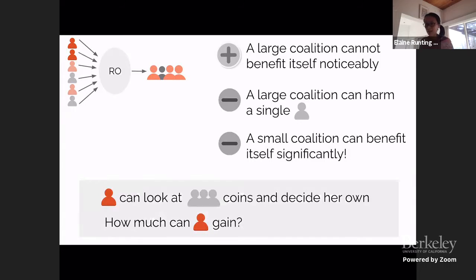So how can a small coalition benefit itself? It's the same kind of attack. It can look at honest coins and decide the best coin for herself. Because it can try both values 0 and 1, you can do a back-of-envelope calculation: I can do basically twice better than if I played honestly. So here, anything that's more than 1 plus epsilon is considered significant.